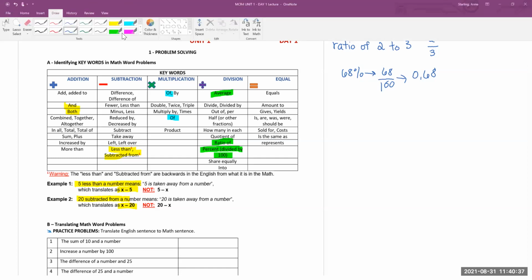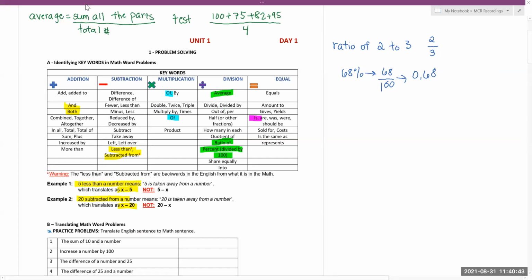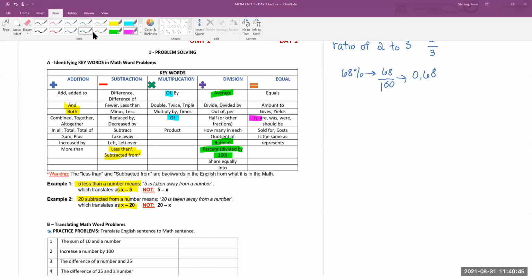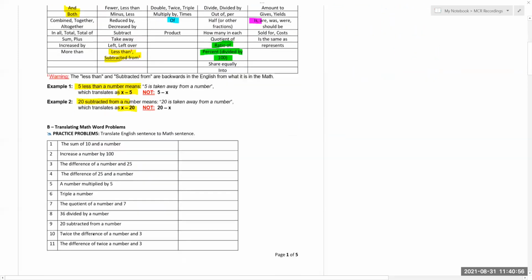And then for equals, the big one is the word is. So that's where I usually divide a problem and know that everything on the left is one piece, everything on the right is another, and I'll see that word is. You could also see the word equals, amounts to, yields are common, but is the big one.